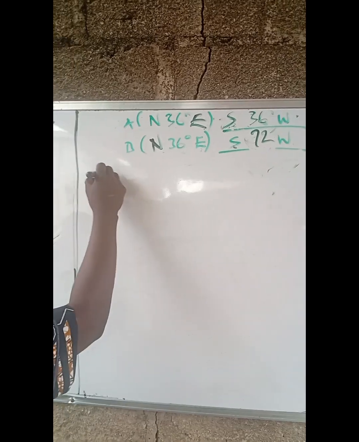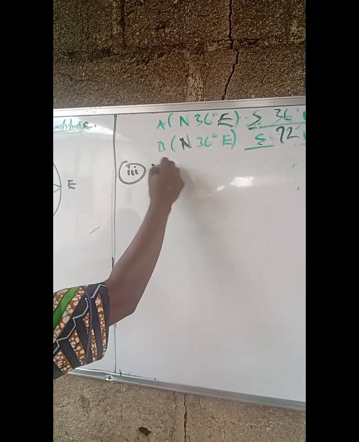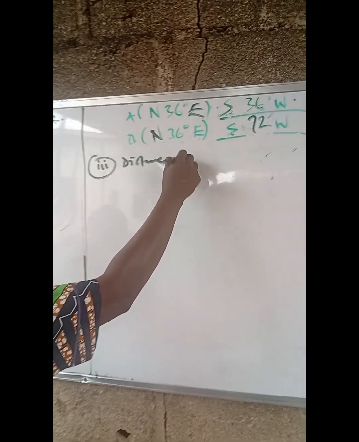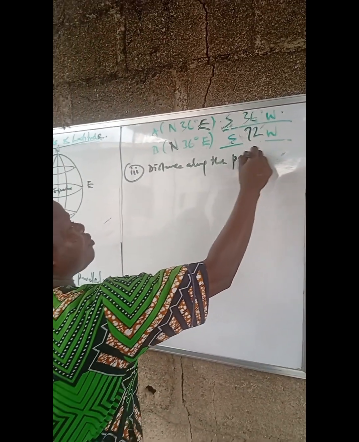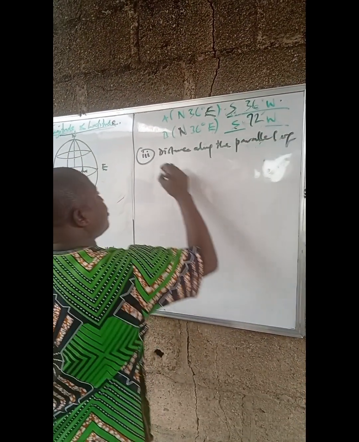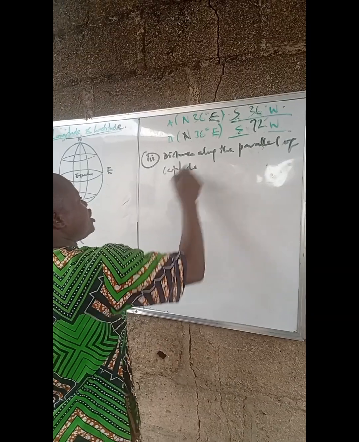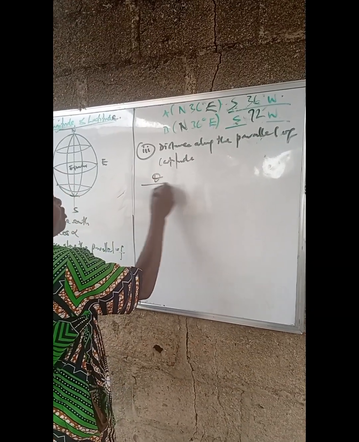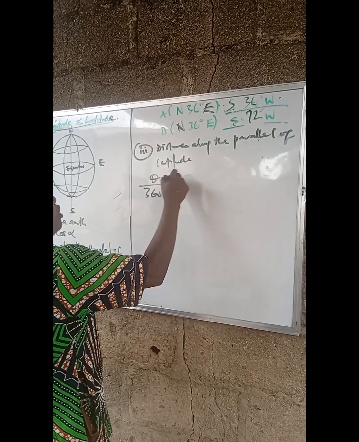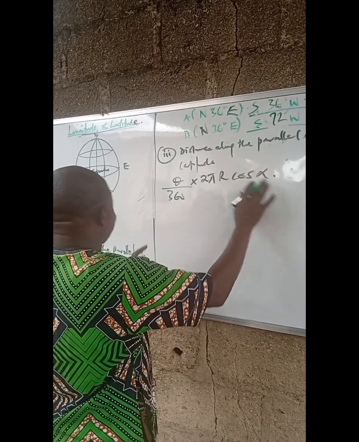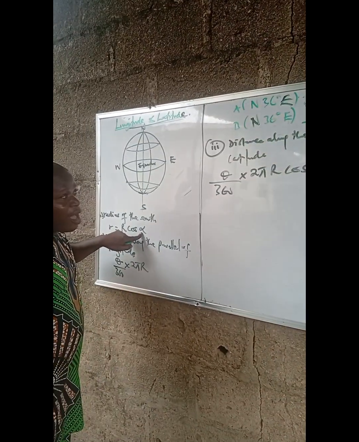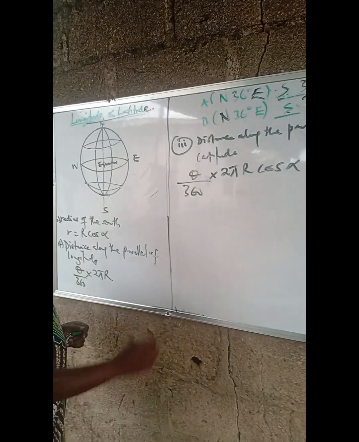Number 3, the third part is called distance along the parallel of latitude. Now, when we say distance along the parallel, the formula is given as theta over 360 times 2 pi big R cos alpha. Now, let's understand the alpha here, same as the alpha here. So, we are going to explain what that one means.